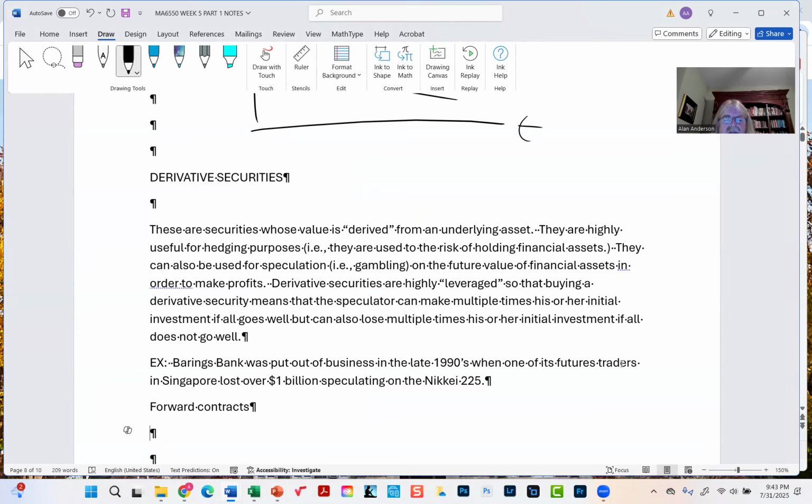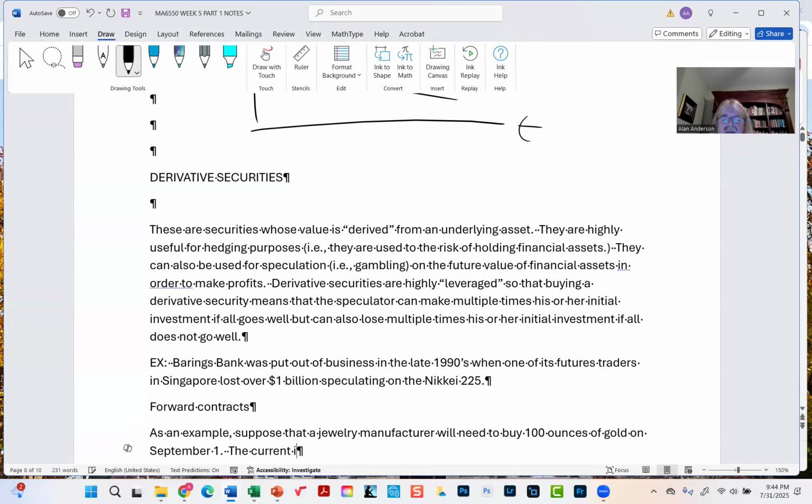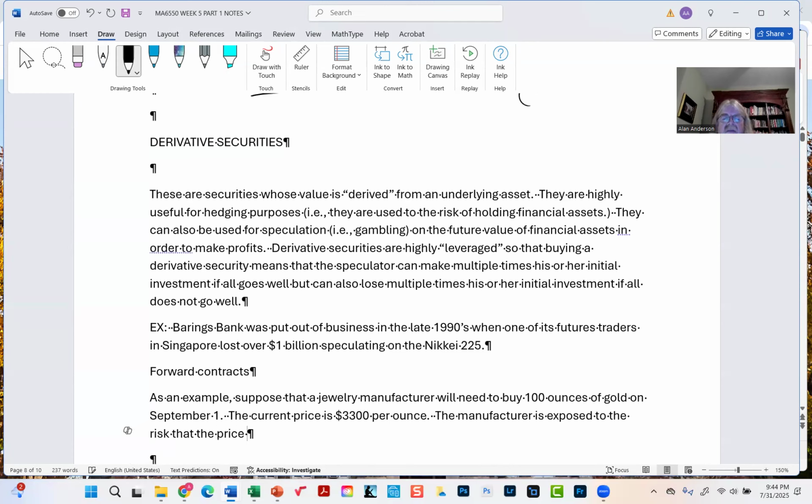As an example, suppose that a jewelry manufacturer will need to buy, let's say, 100 ounces of gold on September 1st. The current price is, let's say, $3,300 an ounce. The manufacturer is, of course, exposed to the risk that the price will rise by September 1st.